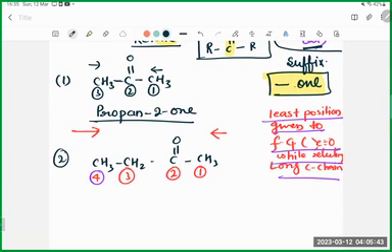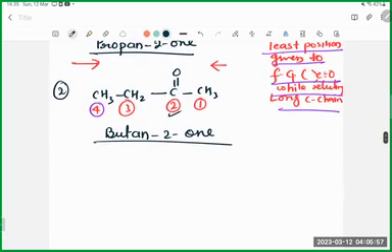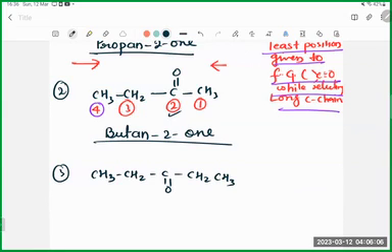Now name this compound, Hridaya. Root word, but, single bond between carbon and carbon. So AN, what position double bond? Second position, ONE. It is clear? Now do this one. This is symmetrical, so no worry. Left to right or right to left. But you name this compound. Name this, Hridaya.